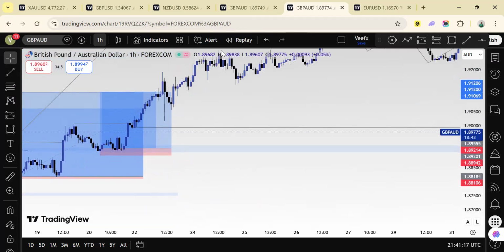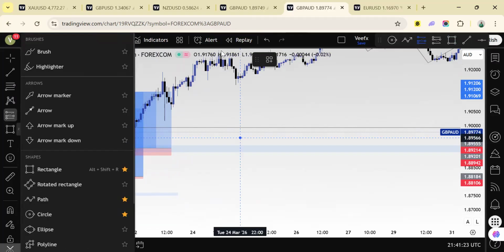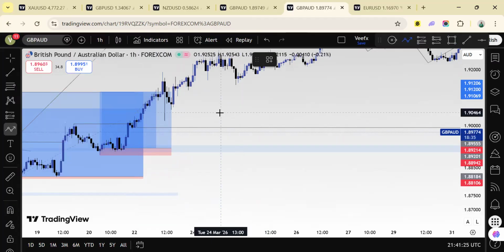A breaker block is a failed order block. So if the market gives you a break of structure, it's going to give you a breaker block, definitely. Let me explain that.